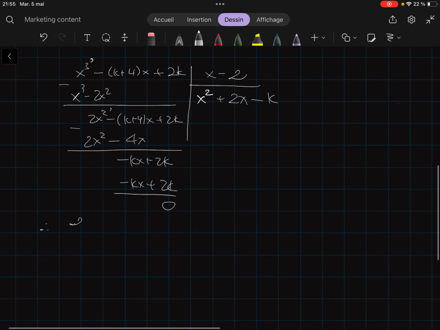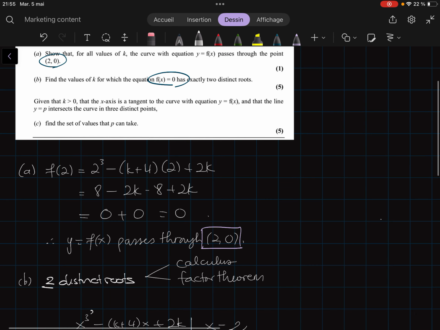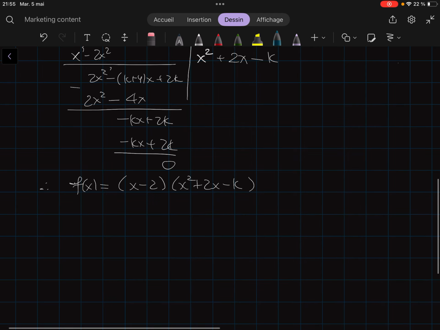Therefore, we know that f of x is equal to (x minus 2)(x squared plus 2x minus k). Now, it is crucial to read the question. You want to find the values of k for which the equation has two distinct roots. That means that there's more than one value of k. So, what are the possibilities?